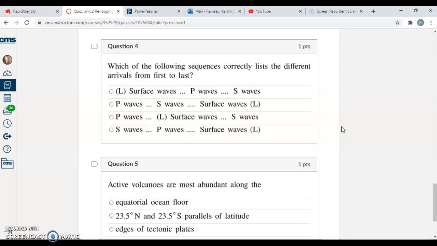So there are primary, secondary, and surface waves. Remember, those surface waves are the ones that are going to be the most destructive because they occur when the primary and secondary waves come together. So primary means first, secondary means second, and then those L waves or surface waves, those come at the very end when the destruction really happens. So knowing that primary means first and secondary means second, go ahead and pause and make your selection for this question.